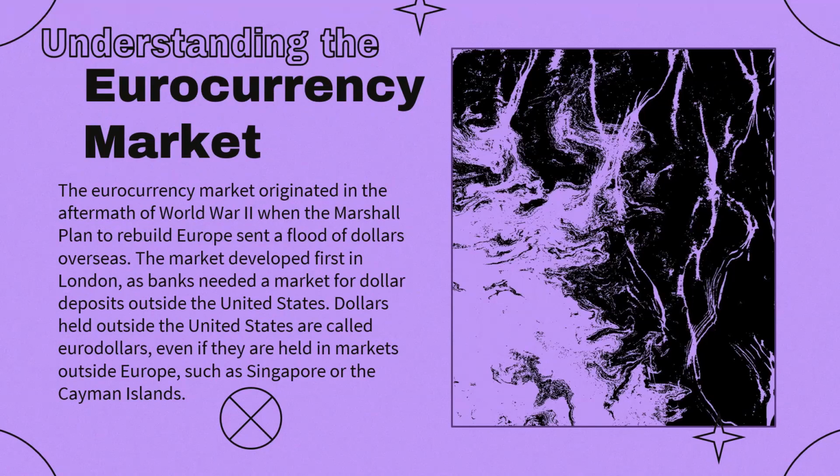So don't be confused, class, because the legal tender in the European continent is called euro, except for some countries in Europe, for example the UK, because they have the British pound. So when US dollars are invested outside of the United States, we call them euro dollars, even if they are held in markets outside Europe. In this case, Singapore or the Cayman Islands.